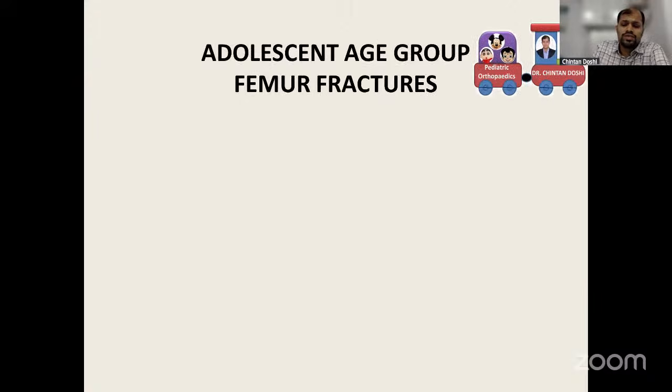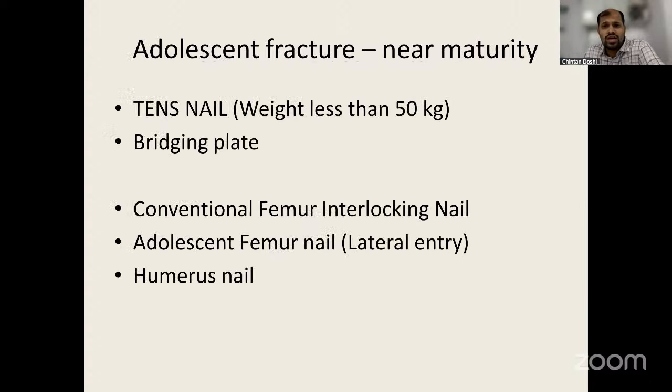Then we see the next age group, the adolescent age group with femur shaft fractures. What are the implants at our disposal? Again, TENS and bridge plating. If the weight is less than 50 kg, a submuscular or bridge plate works well. Another option is the conventional femur interlock nail. If you have a good roomy intramedullary canal and the child is almost 14, 15, 16 years old, the conventional femur interlock starts from 9 millimeters. So if you have a good canal, that works well.